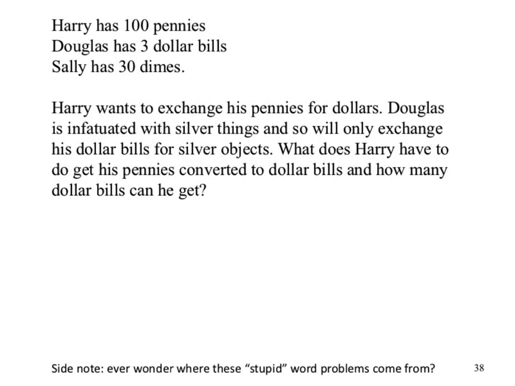So, we've seen conversions like this. Harry has 100 pennies, Douglas has $3 bills, Sally has 30 dimes. You've been in a math class where they give you these word problems. Or you've seen Harry's taller than Sally, Sally's shorter than Timmy, Timmy's taller than Jerry. What's Jerry's height relative to Harry? Those super exciting things.